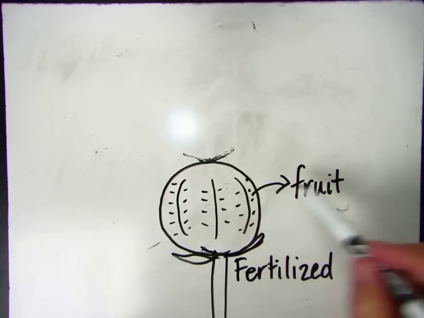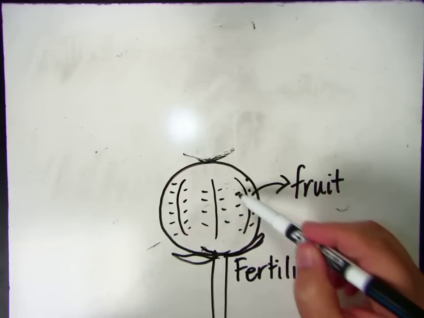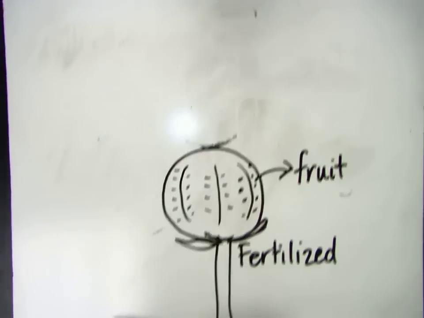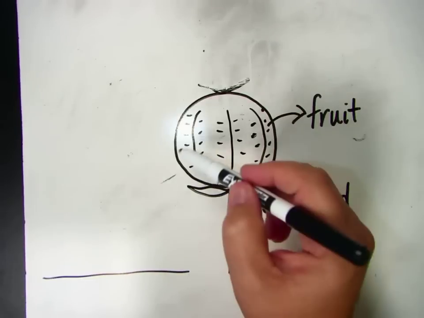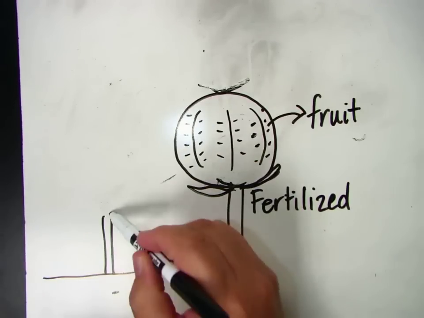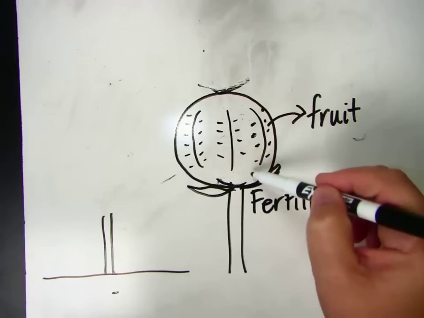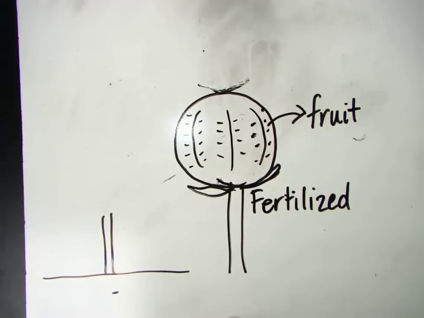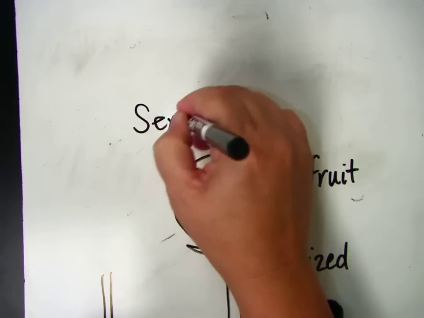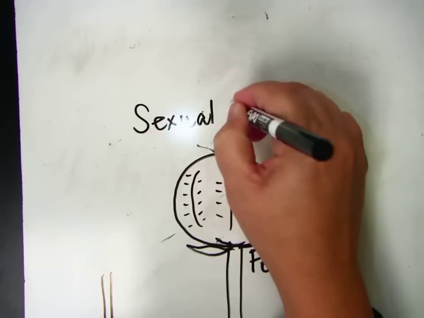And the fruit is actually made so that the seeds can find their way back to the ground and grow another plant so that we can have the exact same process happen again. So all of that is sexual reproduction in a plant.